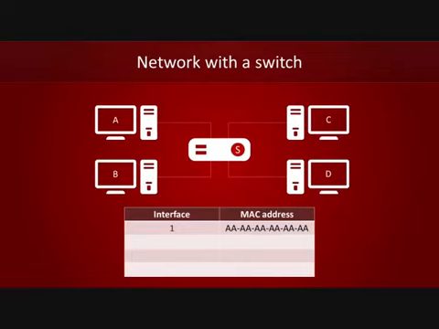Now watch what happens when we send a packet from computer C to computer A. Since the switch knows that computer A can be reached on port 1, it doesn't have to flood the entire network. It only has to send the packet to port 1. The switch now knows where computer C is and adds a new entry to its switch table.